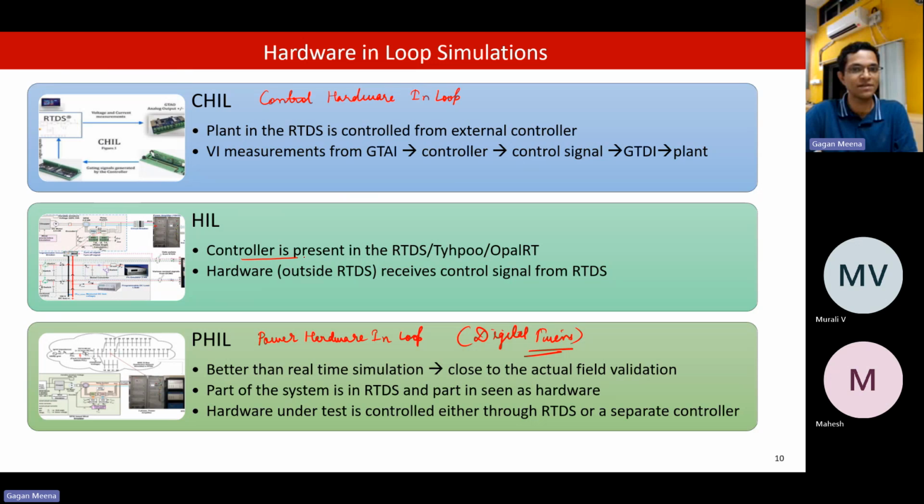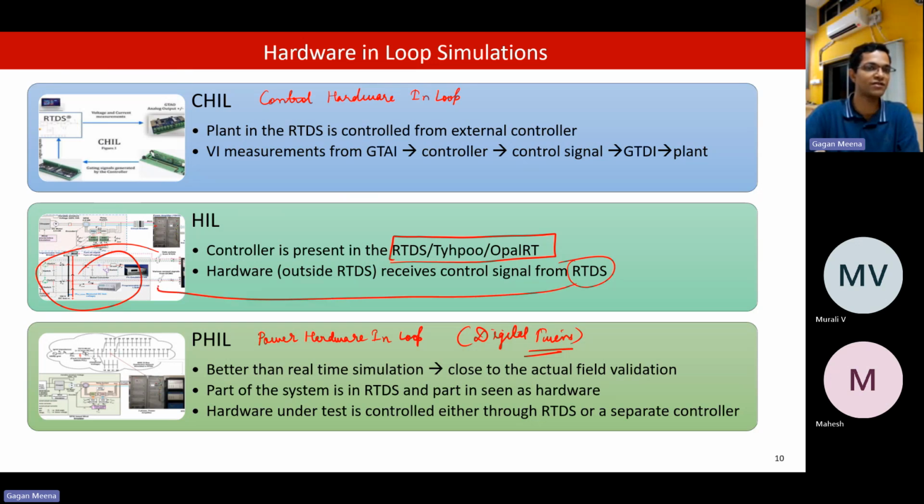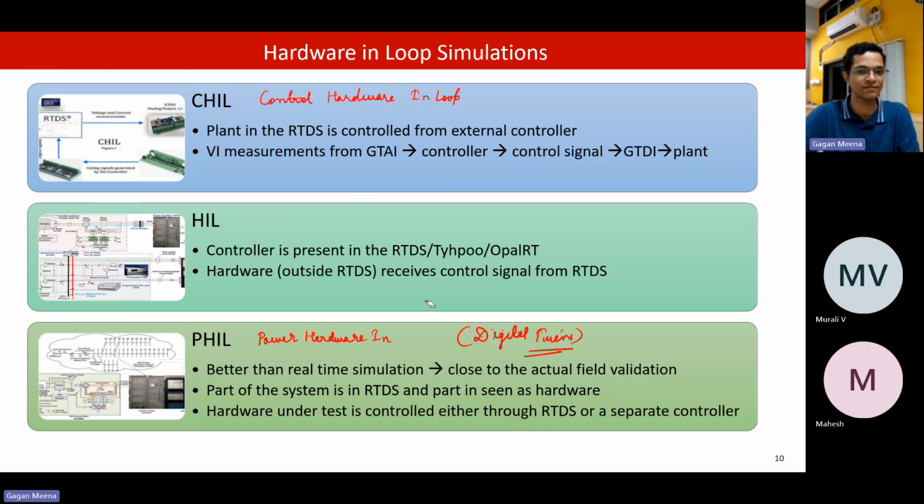Here the controller is present in RTDS or these different types of digital simulators. And the hardware which is outside RTDS receives control signal from RTDS. RTDS will generate the control signal to control this equipment. The power hardware in loop is close to actual validation. This is similar to digital twin.